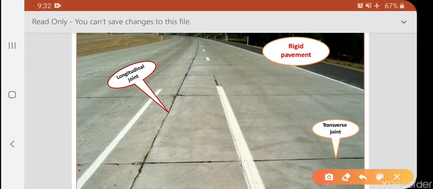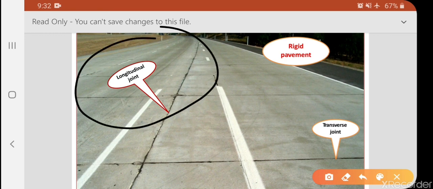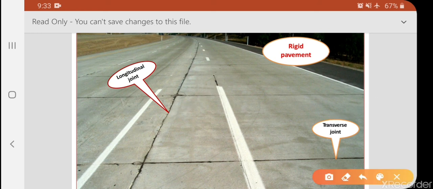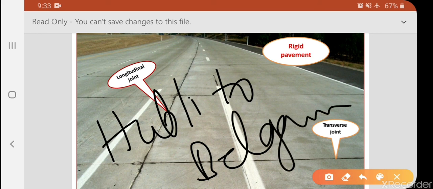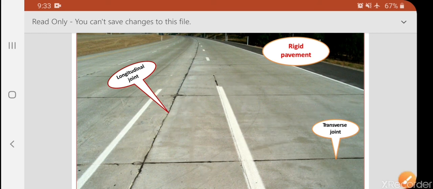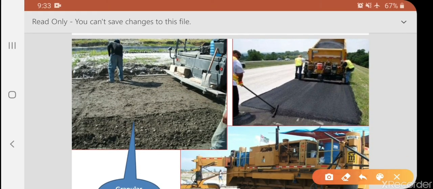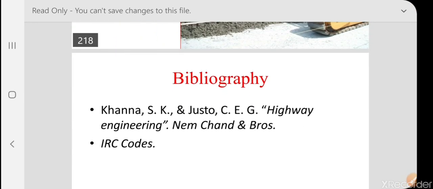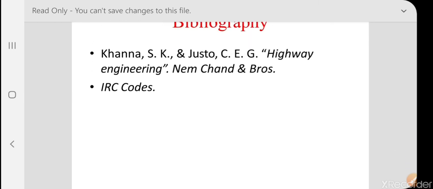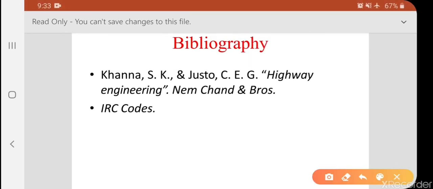This one is the final real picture of a rigid pavement. This one is the longitudinal joint, and these are the transverse joints. Our best example for rigid pavement is the road from Hubli to Belgaum highway. These are the construction pictures of how they conduct it with granular materials. Next we will continue with the second one. For extra information, refer to Khanna and Justo.